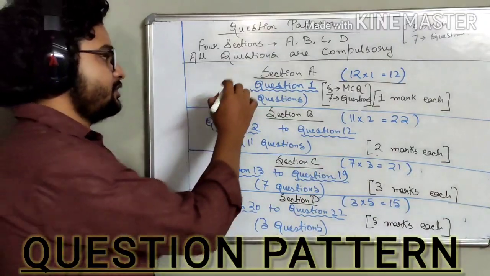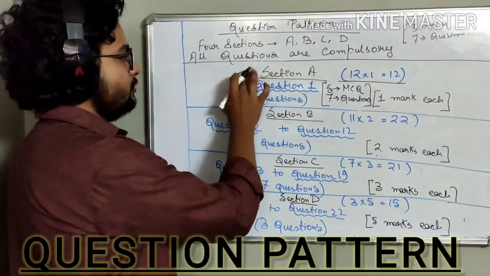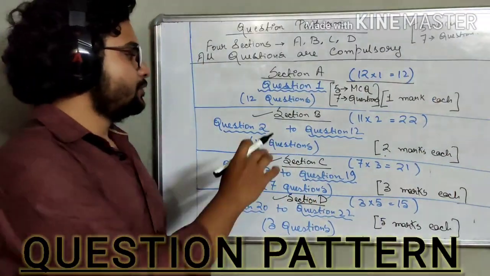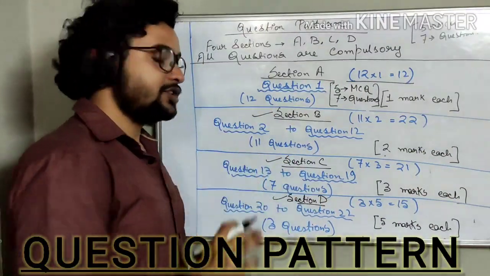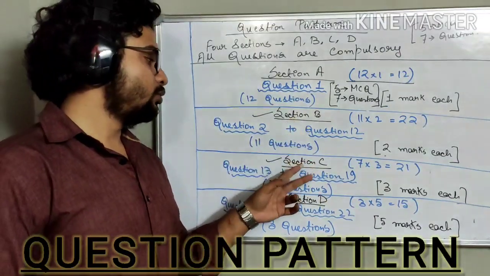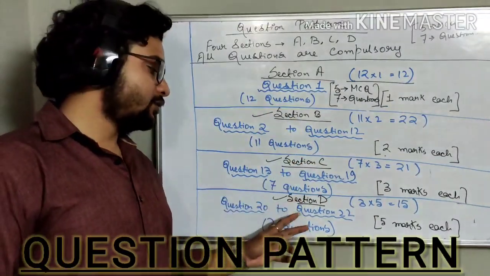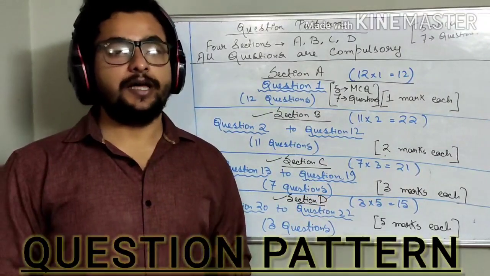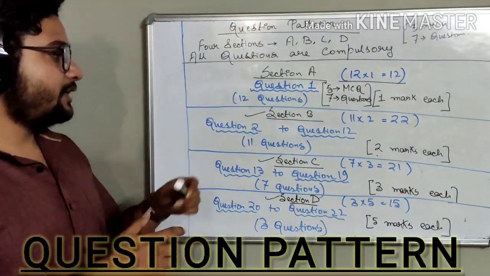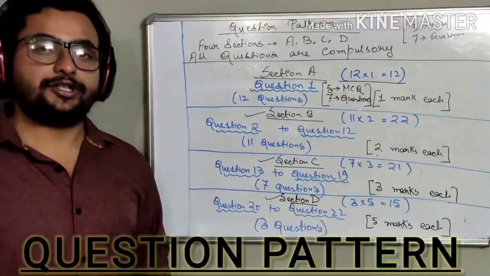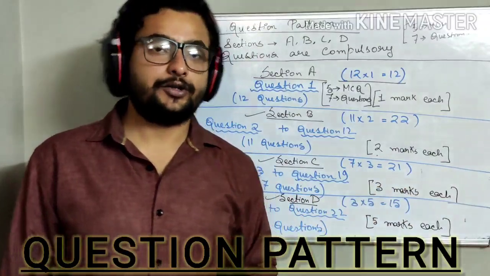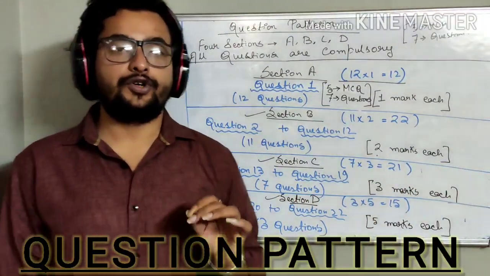So in section B, section C and section D we will be having internal choice: 2 questions from section B, 2 questions from section C and 3 questions from section D. So these are all the sections, A, B, C and D. 12 marks, 22 marks, 21 marks and 15 marks. That counts to 70 marks for your theory.